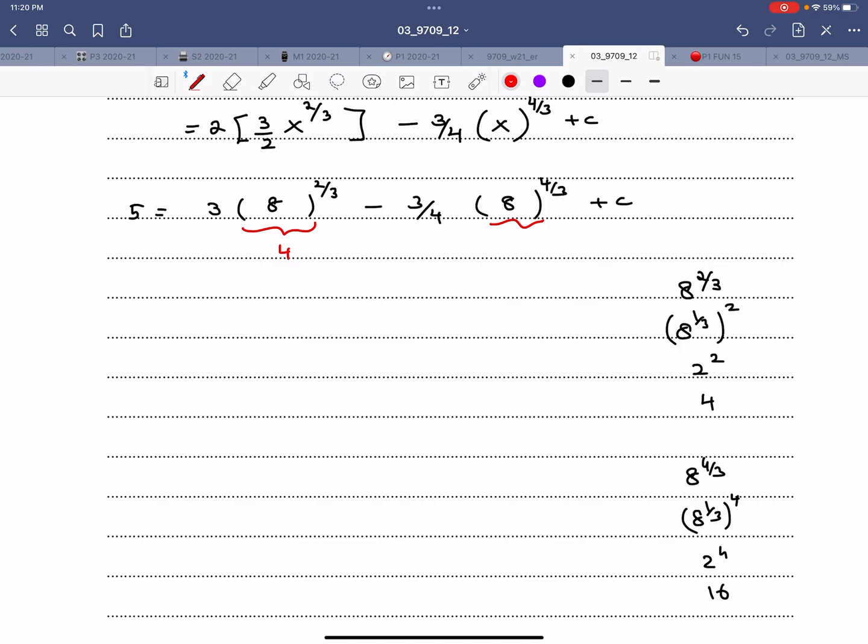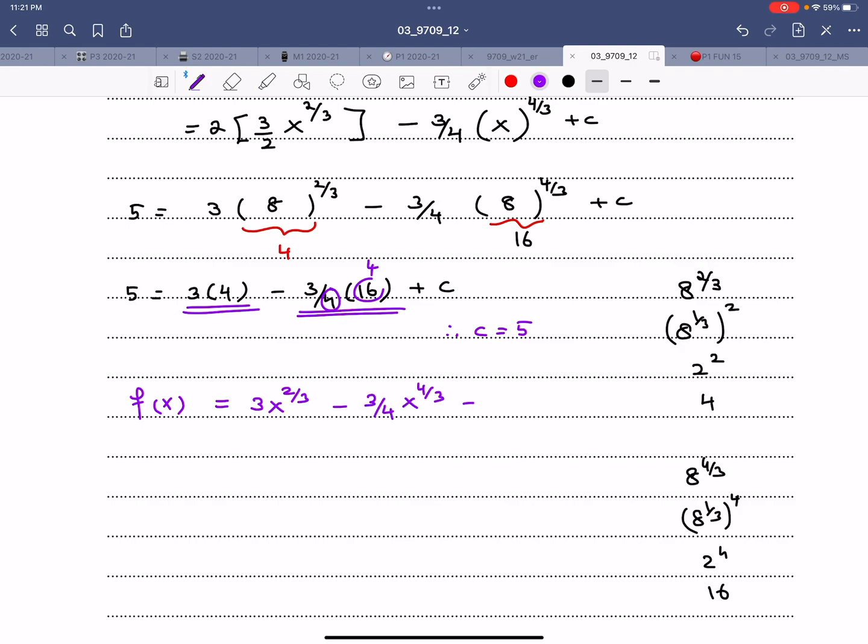So now let's simplify. 5 equals 3 into 4 minus 3/4 into 16 plus c. 4 3s are 12, 3 4s are 12. So this and this cancel off and c comes out to be 5. Therefore the equation of the curve, the function, is 3x raised to power of 2/3 minus 3/4 x raised to power of 4/3 plus 5. That is the answer for this first question.